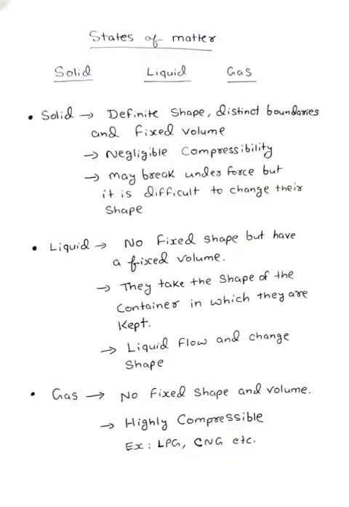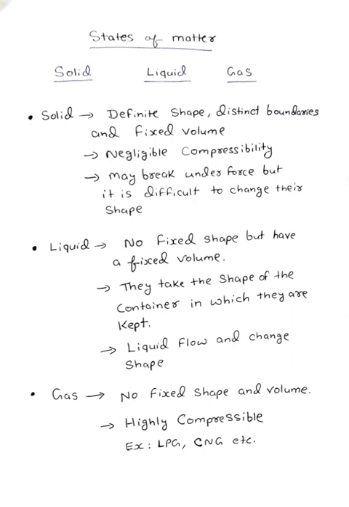States of matter. There are three states of matter: solid, liquid, gas. Solid has a definite shape, distinct boundaries, and fixed volume. It has negligible compressibility. When we apply pressure on a solid, very little compression takes place. It may break under force, but it is difficult to change its shape.